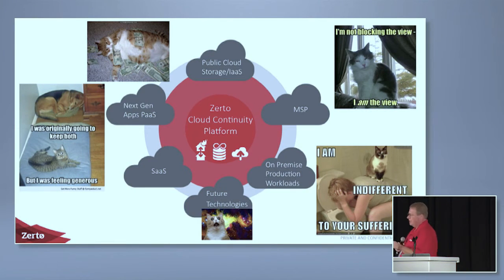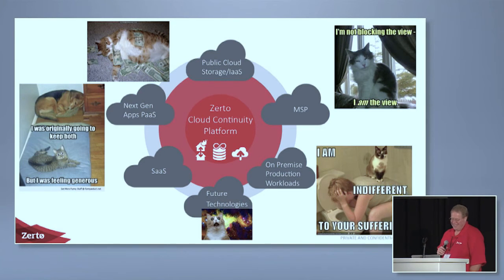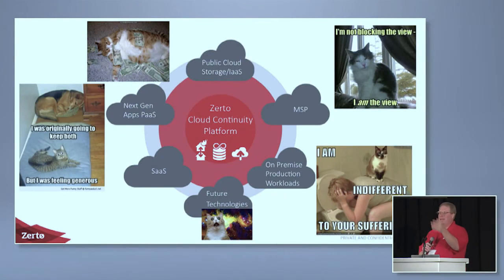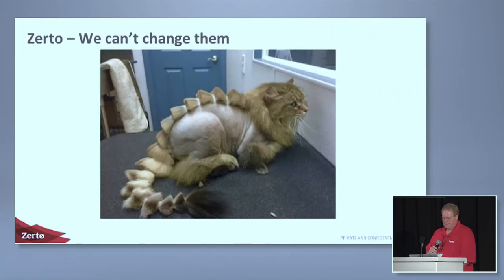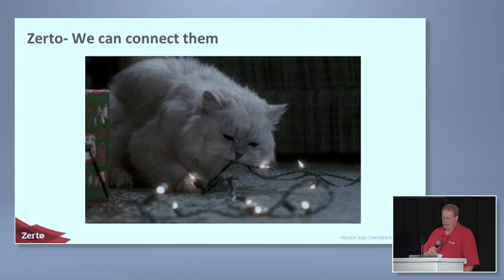Because the animal that we're actually mostly working with doesn't act like dogs. They're a lot more like cats. Some of my favorites were, I am indifferent to your suffering, and I'm not blocking the view, I am the view. So this is the mentality that we work with, and of course on the one side there, the cat taking the dog's bed, and look at the dog, just doing what he's doing. So really, we realize we can't change what we're connecting to. So the cloud continuity platform from Zerto, we're not going to try to create dinosaurs out of something. But what we can do is connect them.